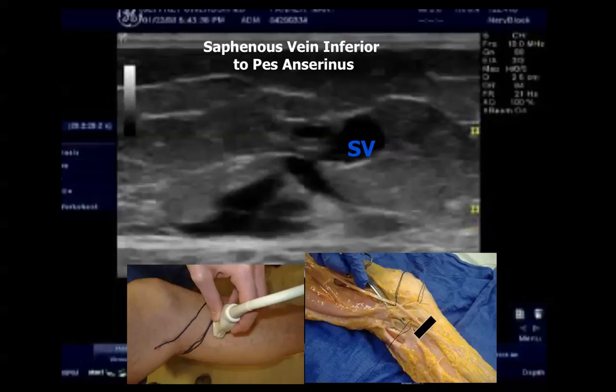This technique, although effective, is not 100% effective, and it's not as reliable in our experience as blocking it above the knee, but it's a nice technique to know in case you need to block it below the knee for whatever reason.